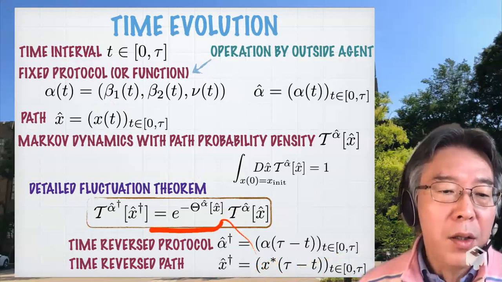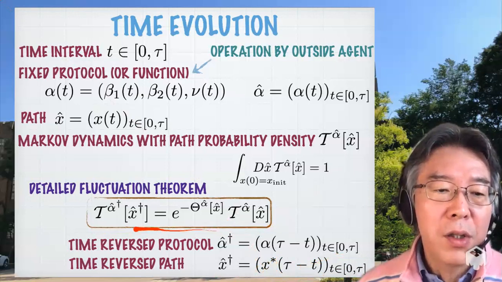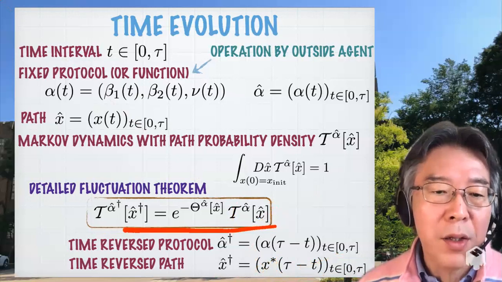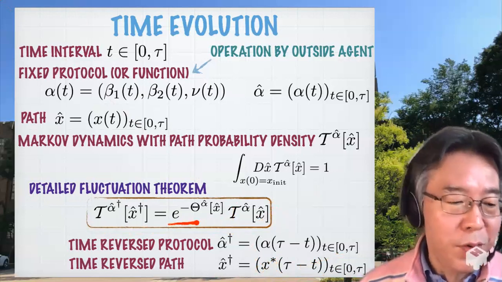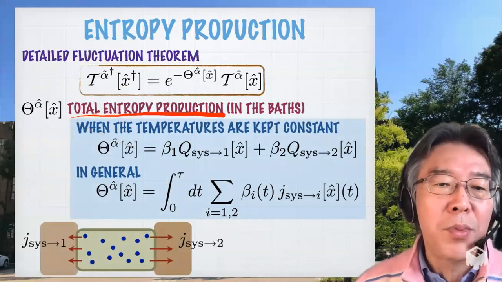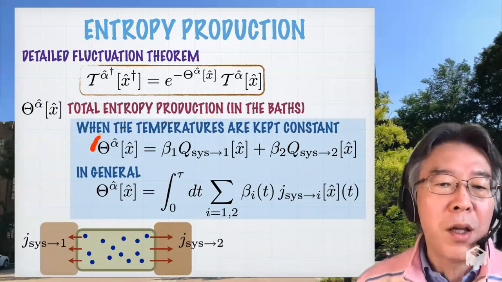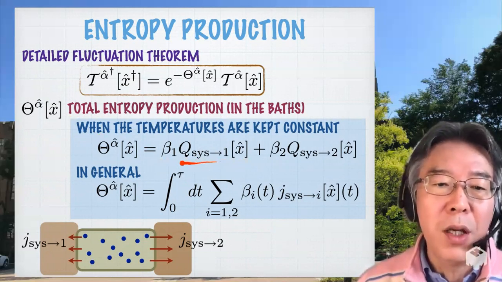Okay, and then I say that this equality is valid for the probability density for the forward path and the probability density for the backward path. But here you have some new quantity that I have to explain. This theta here is called the total entropy production in the bath. In the simpler case, when the temperatures of the bath are kept constant, it's simply the total entropy production. So Q from system to 1 is the total amount of heat that the bath 1 absorbed during this process.